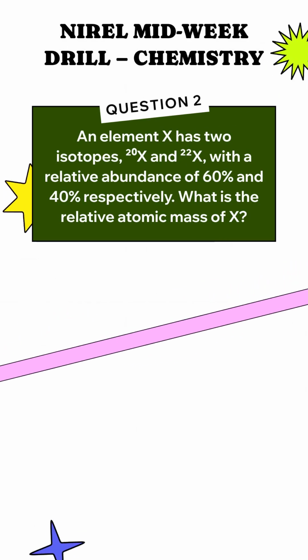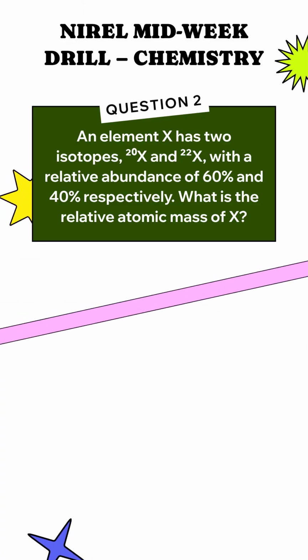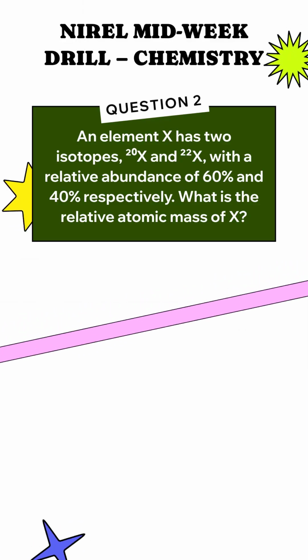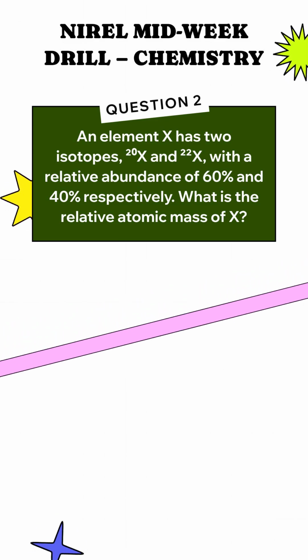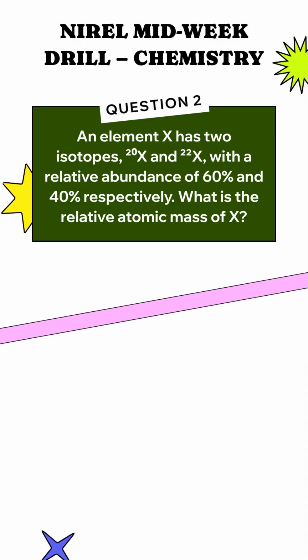An element X has two isotopes, X20 and X22, with a relative abundance of 60% and 40% respectively. What is the relative atomic mass of X?